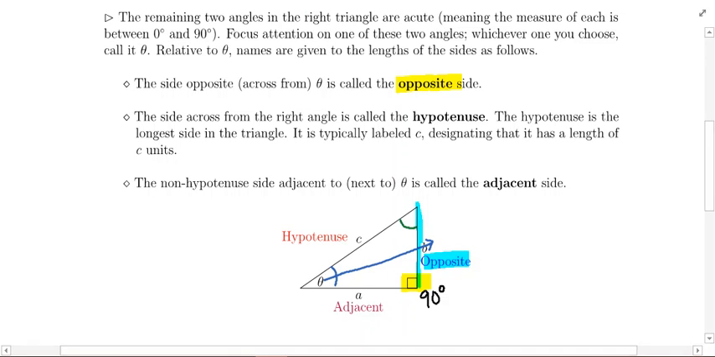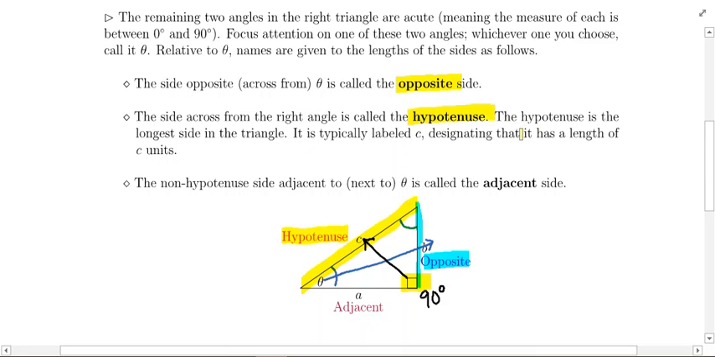Then we're going to talk about the hypotenuse, and you've probably heard that before. The term hypotenuse is associated only with a right triangle. This is going to be the side across from the right angle. If you look at your 90-degree angle and you go straight across and you hit a side, that is going to be the hypotenuse. So here's the 90-degree angle, you go straight across, and you hit a side, that is going to be the hypotenuse.